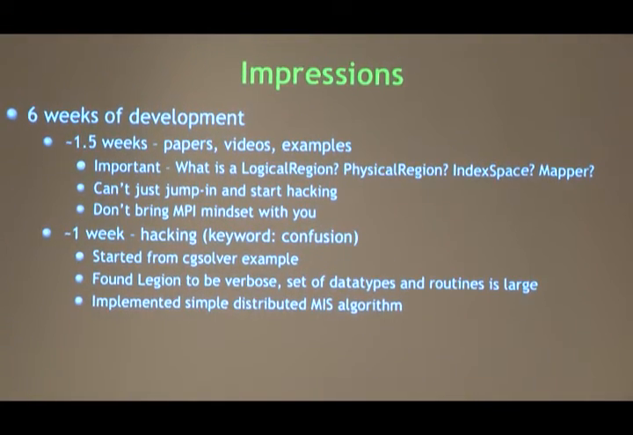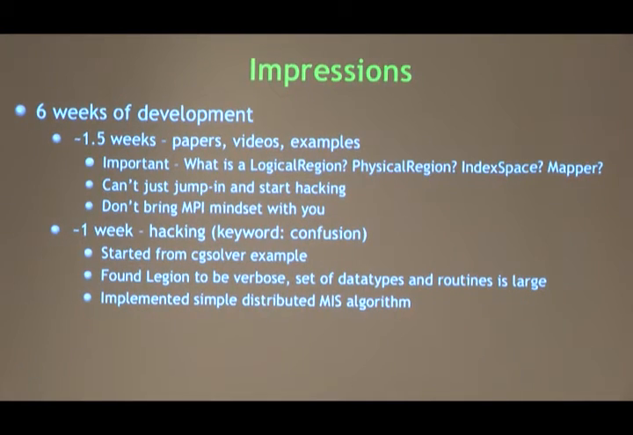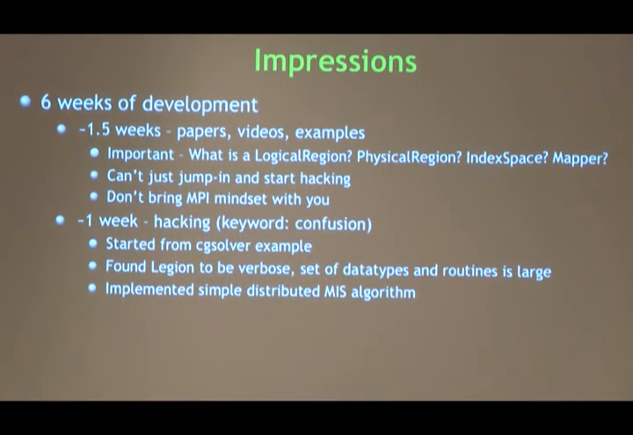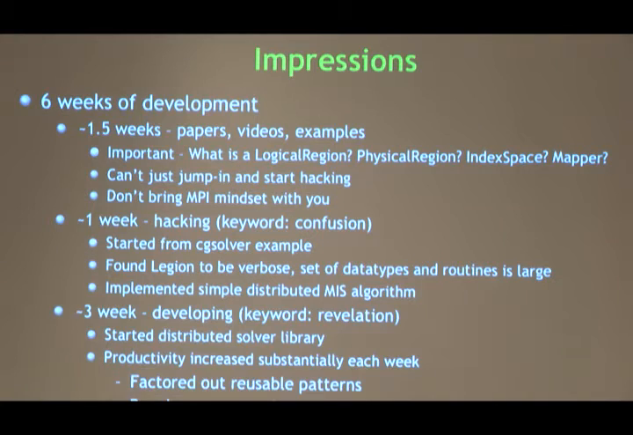So I started with the CG solver example, found Legion very verbose, and I just really wanted to focus on one particular thing. At this particular time, I was really focusing on maximum dependent set algorithms. And so I said, hey, I'll just try to do something with that. And I worked on that for about a week, learning how to spot errors in Legion and fixing these simple bugs that you inevitably will encounter when you're using the API wrong.